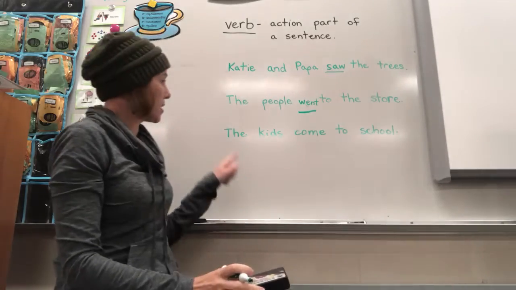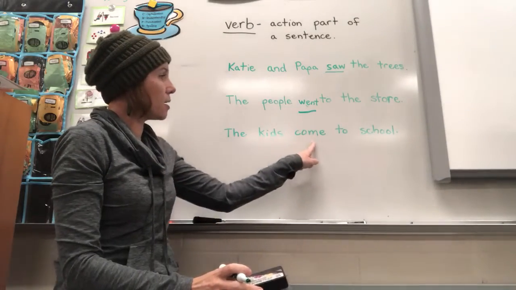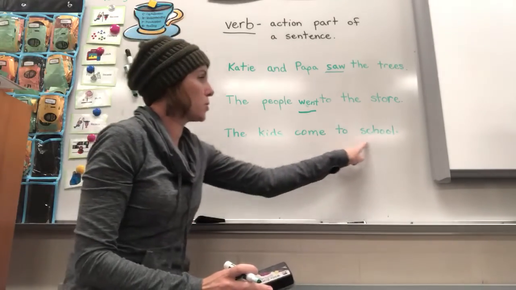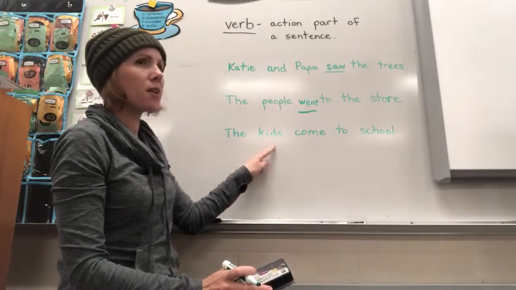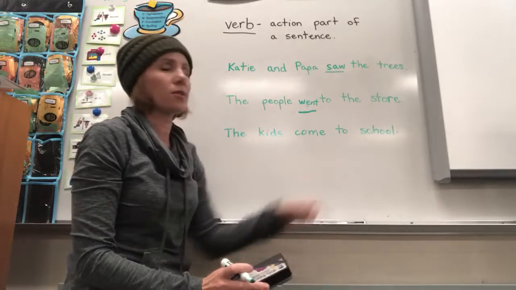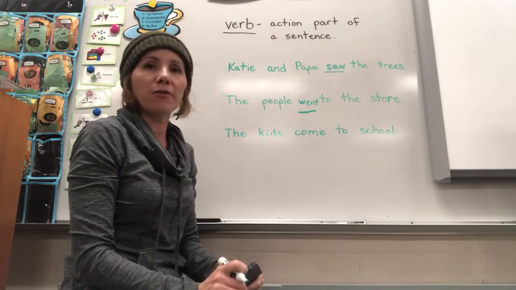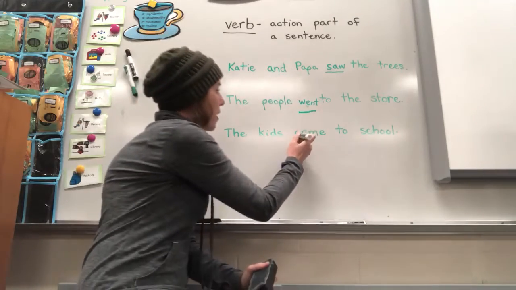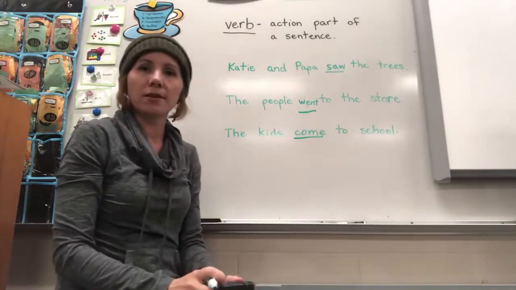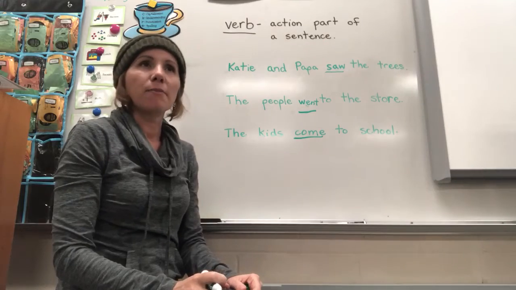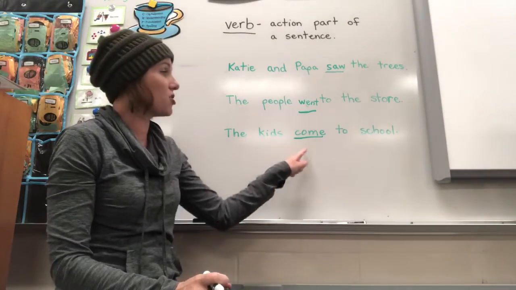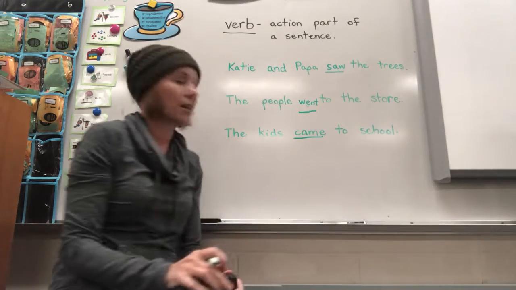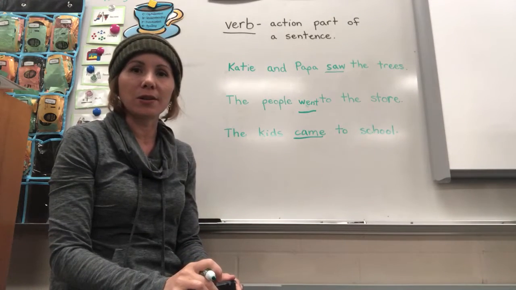Okay, next sentence. The kids come to school. Okay, I know the nouns are the kids and school. Those are the people and the places. The verb is the action part. What did they do? They come to school. That means it's happening right now. But if it happened already, we would have to change the word come to came. The kids came to school.